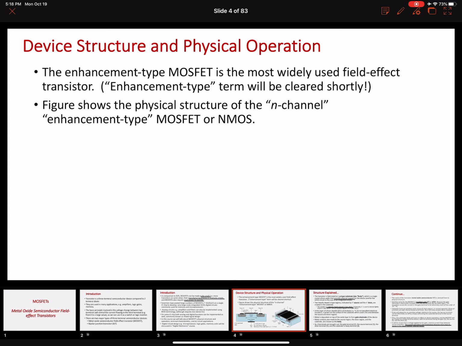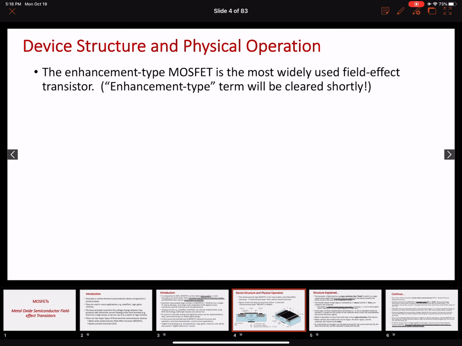So now we're going to talk about the basic structure and the physical operation. Before I show you the physical structure of the MOSFET, there is another term that you're going to come across during these lectures, called enhancement type. Very briefly and simply, there are two types of MOSFETs. One is called an enhancement type MOSFET. Another one is called a depletion type MOSFET.